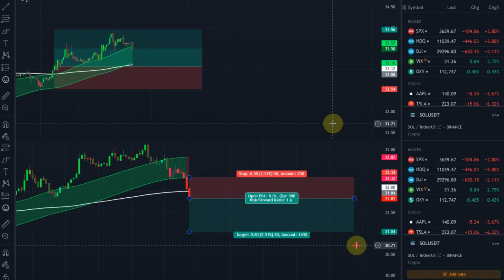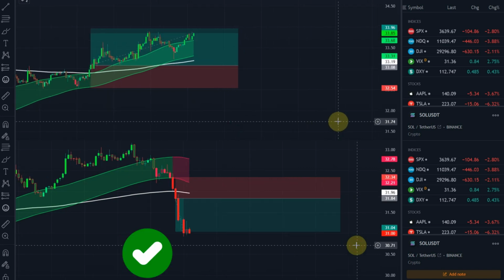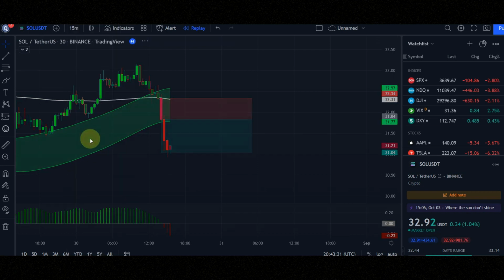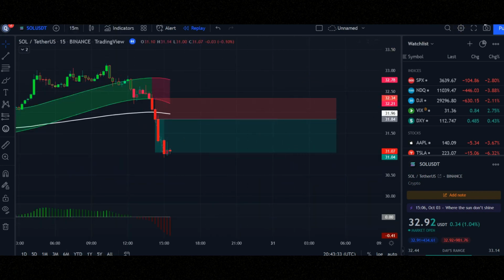In 1 minute I show you how you can find these signals, do not skip this video. Set time frame to 15 minutes, because this is a 15 minute scalping strategy. First of all, we have to configure the indicators.